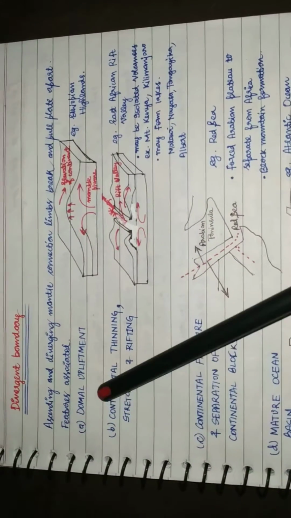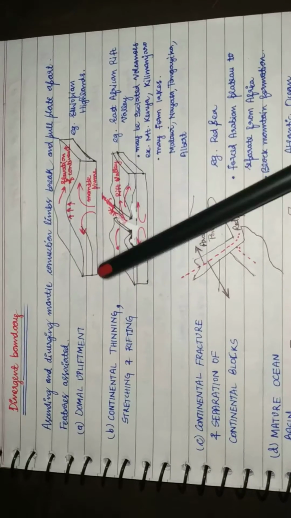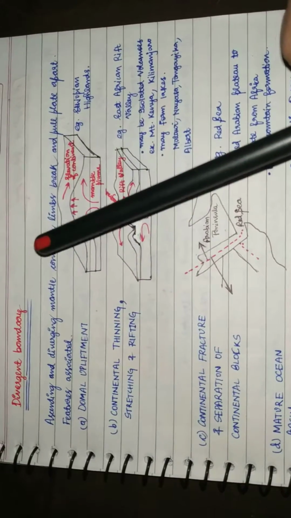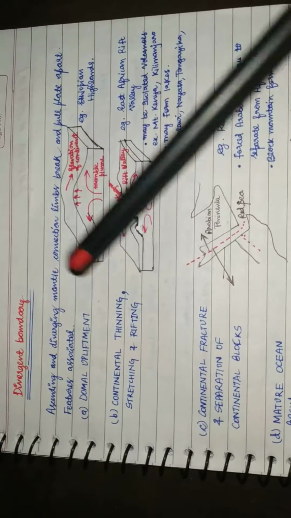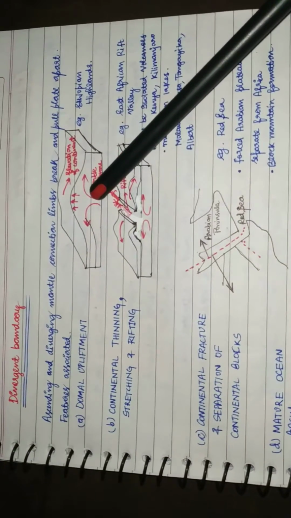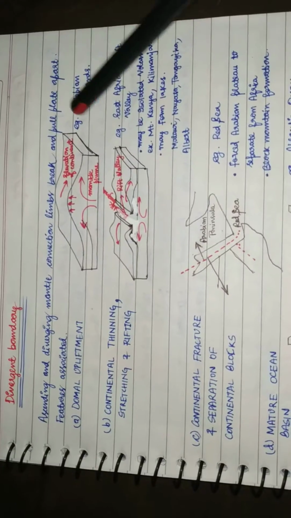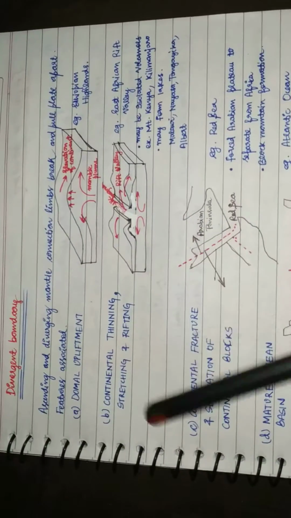The first is domal upliftment. Because of these ascending limbs, the temperature rises. The rocks here rise because of increase in temperature. So an example is Ethiopian highlands. Second is the continental thinning and the stretching and rifting.